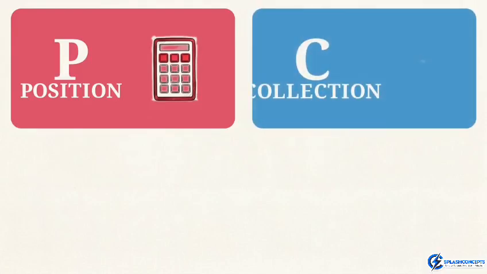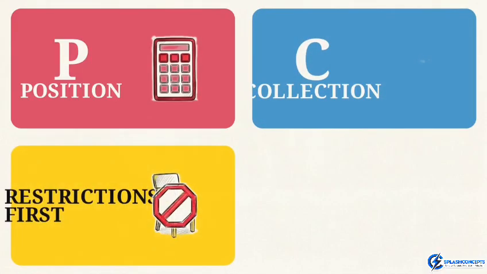To summarize, a specific position is a permutation. Think of the red locker keypad. A collection is a combination.